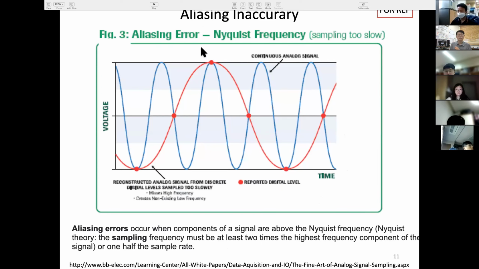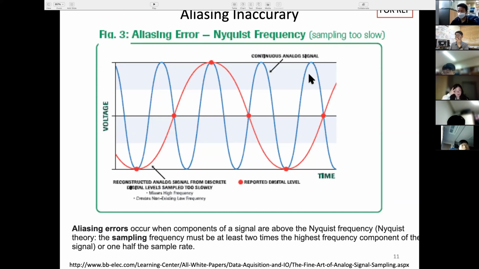So now we get back to the aliasing inaccuracy. That's what happens when our sampling rate is not fast enough, and that is based on the Nyquist frequency. When we are not sampling fast enough, there comes a phenomenon called aliasing error due to too slow sampling. And here is another example: let's say the blue sinusoidal curve is the true signal.